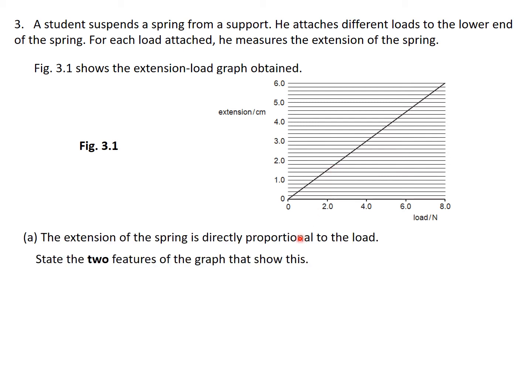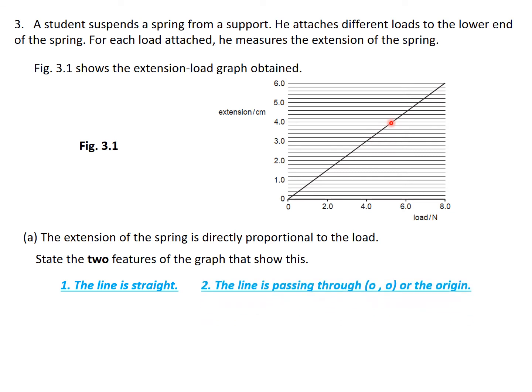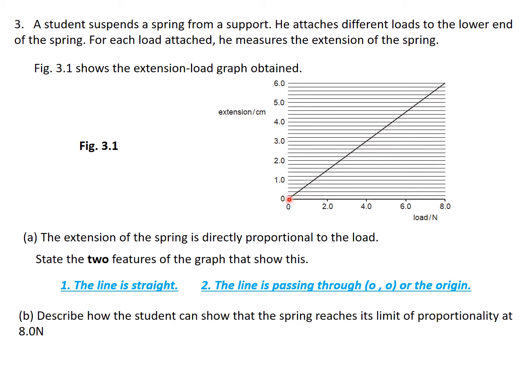Part A. The extension of the spring is directly proportional to the load. State two features of the graph that show this. Part 1. The line is straight. As you can see, the line is straight. That means the gradient is constant. Part 2. The line is passing through 0, 0, the origin. As you can see, the graph is starting from this point. It's not starting anywhere from here or here. It's starting from 0, 0.